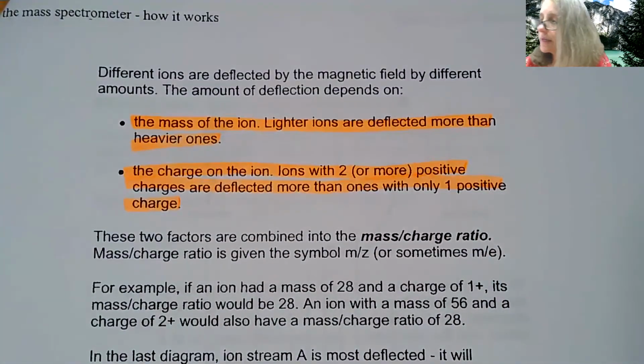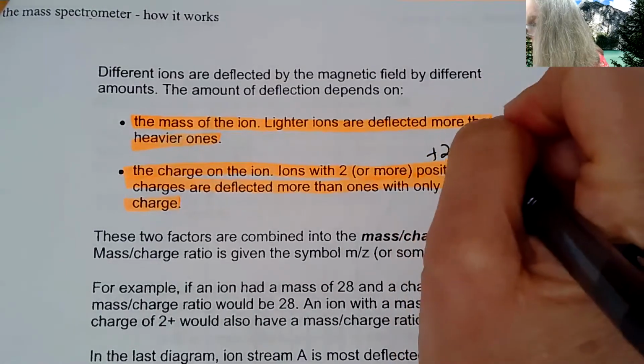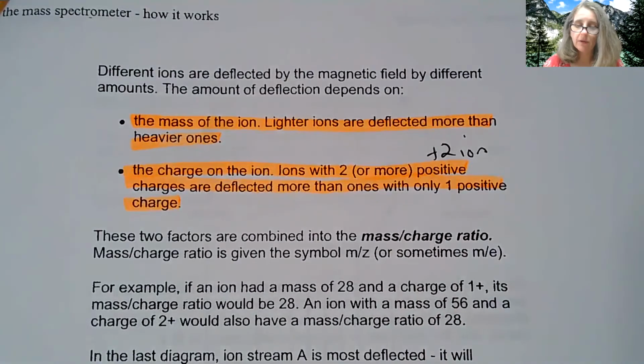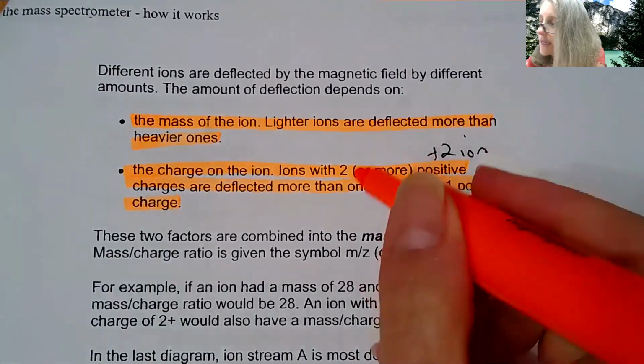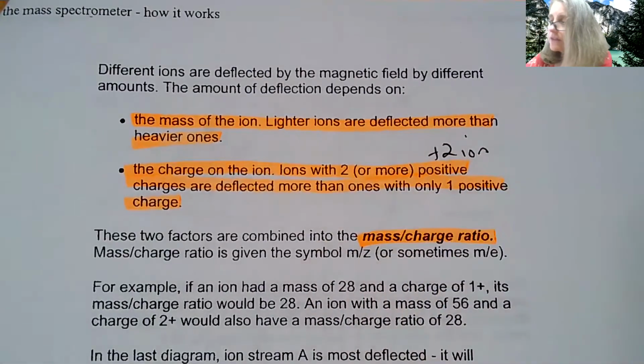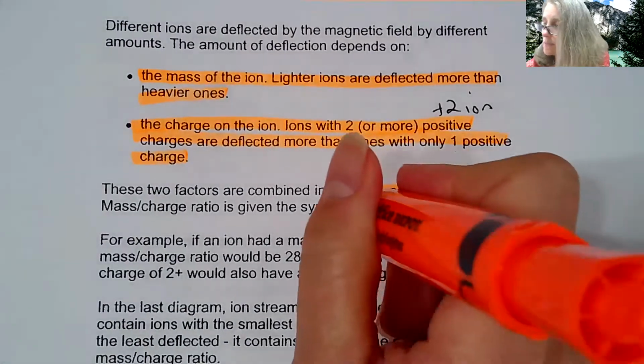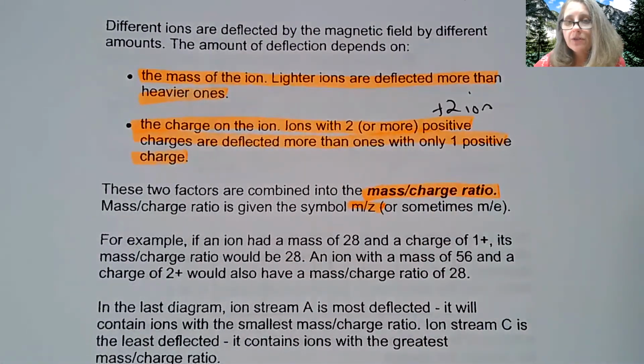So again, you can have a +2 ion as well. We're not going to focus too much on it. I will mention it in a couple places, but we are really going to focus on just the +1 ion. So we can take the mass and divide it by the charge and get what we call the mass to charge ratio. So sometimes you will see it listed as M/Z.